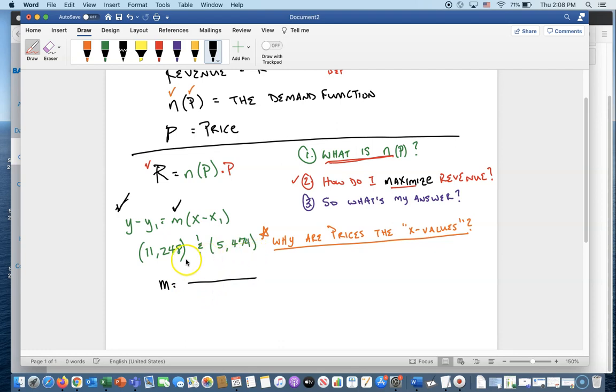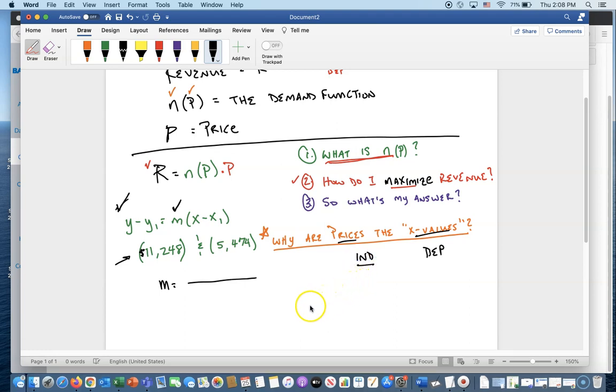So you may be looking at the way we have the coordinates written, and you may wonder, well, how did I know to make 11 the x value? That's a price. How did I know that was going to be an x value and not a y value? The reason prices are the x values is because the prices determine the number of people. So the number of people would be the dependent variable. The price would be the independent variable.